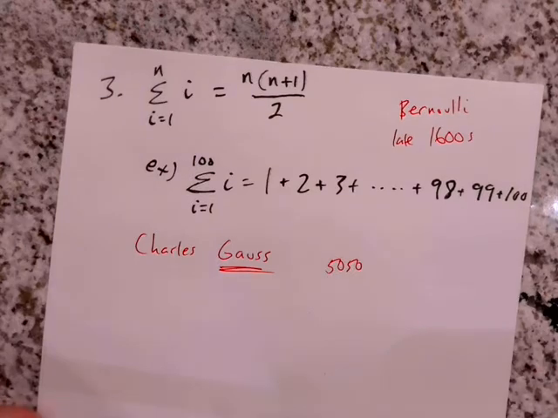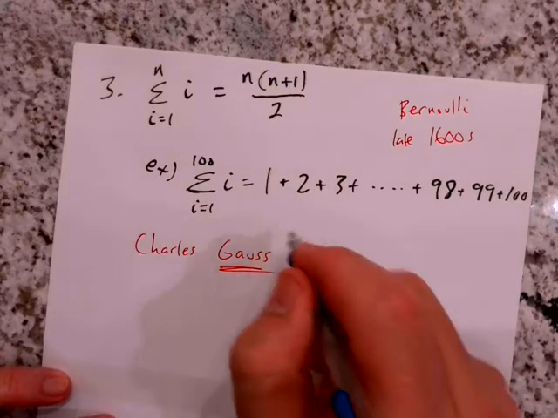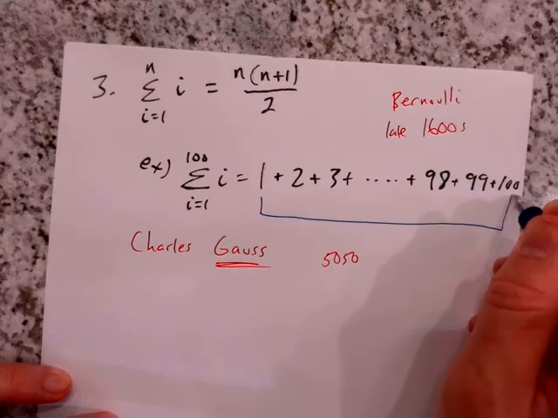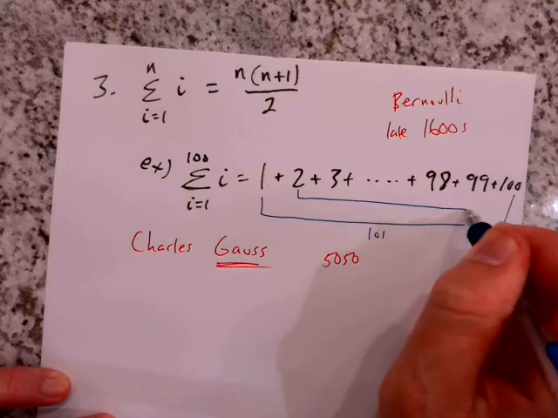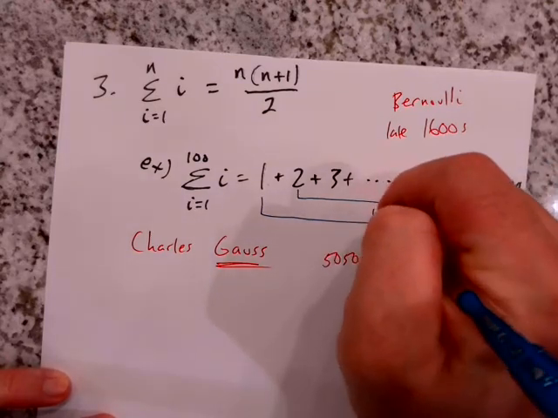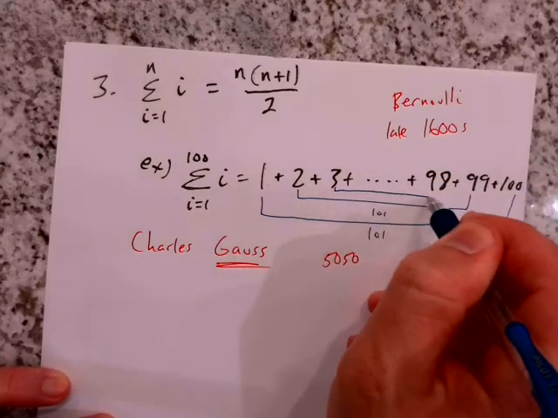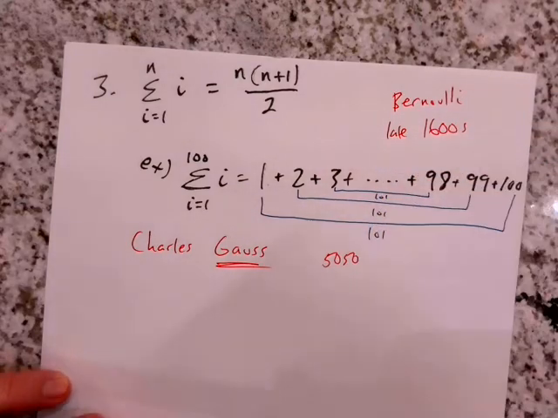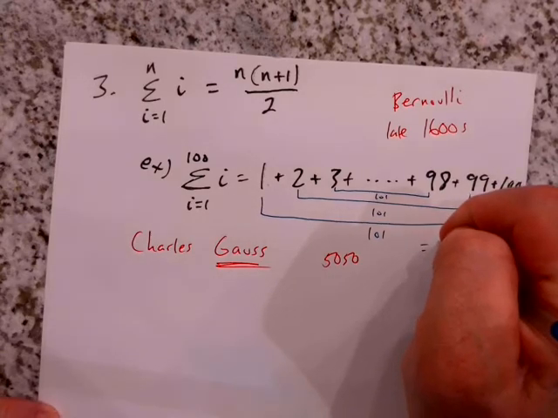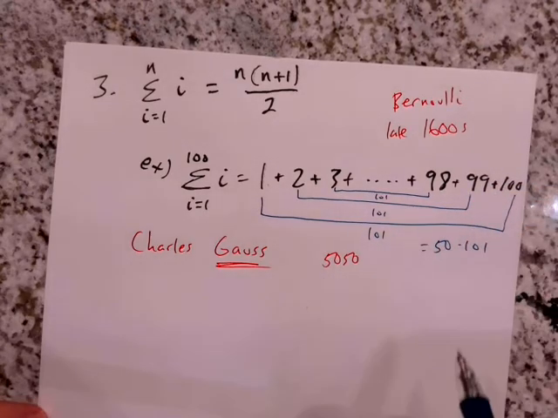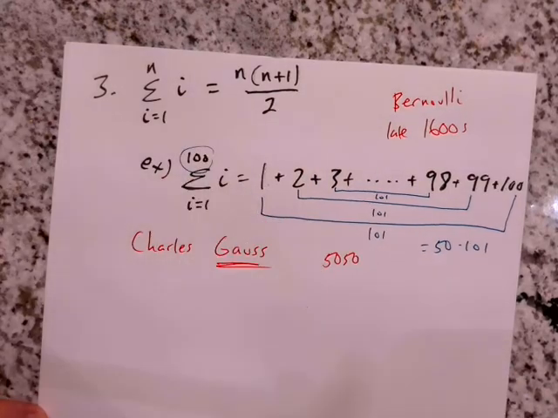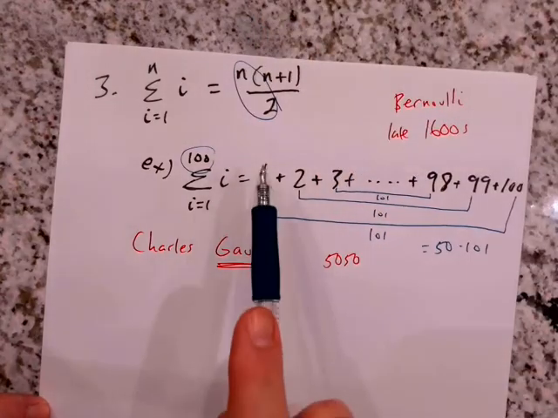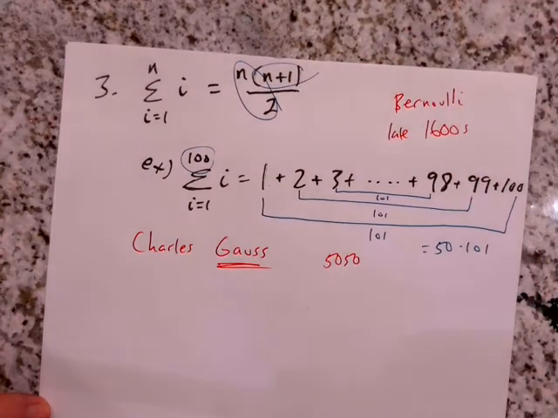And what he did was he realized that if you group these terms, the first with the last, 1 plus 100 is 101. The second with the second to last, 2 plus 99 is 101. The third with the third to last, 3 plus 98 is 101. You would have 50 pairs of 101s. So the sum is just 50 times 101, which is this formula. If n is 100, it's 50 times 101.